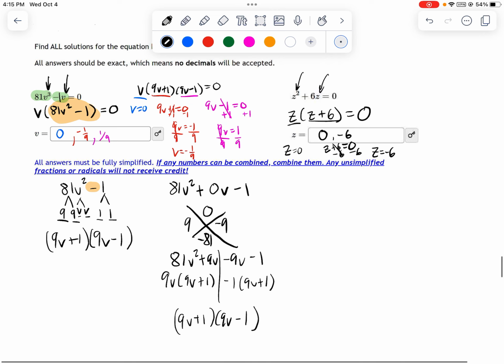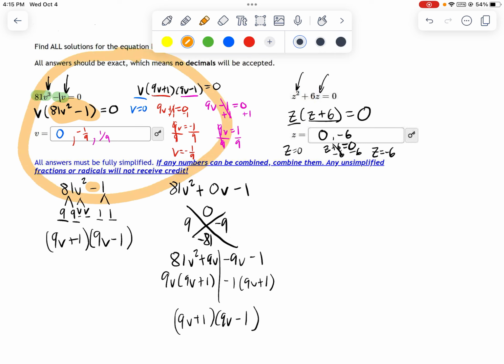So be very careful. The powers are what you have to watch out for. If there's a power larger than 1, in other words, an exponent of 2, something like this is happening, you have to keep factoring. Versus if it's a power of 1, it doesn't factor further.